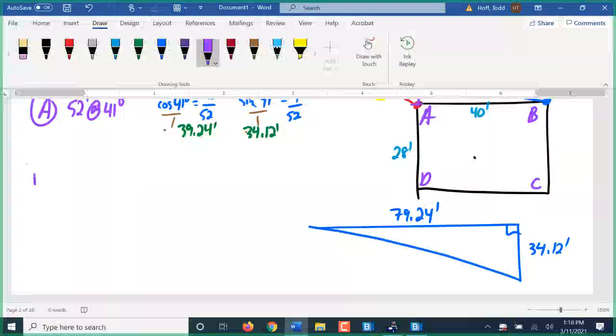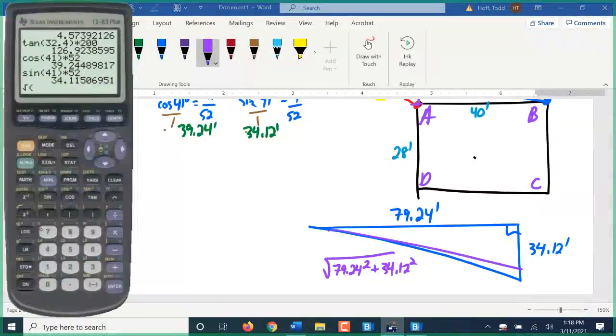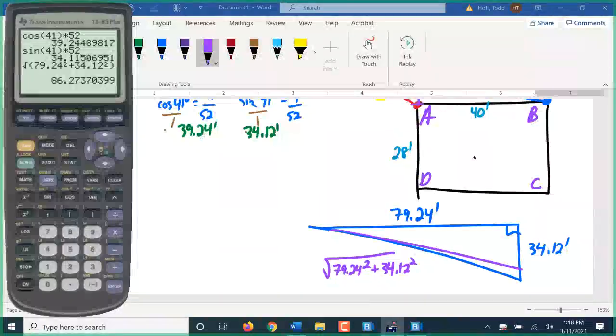So to identify corner B, we need a distance. This distance is simply going to be the square root of 79.24 squared plus 34.12 squared. Square root, 79.24 squared plus 34.12 squared. Close our parentheses, we get 86.27 feet.